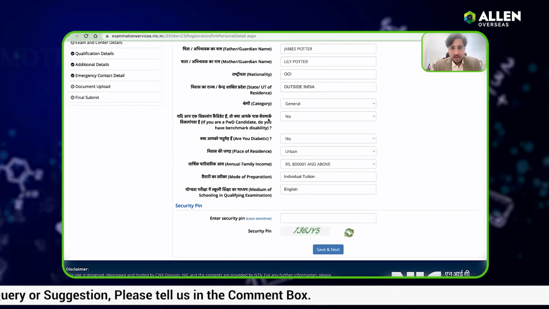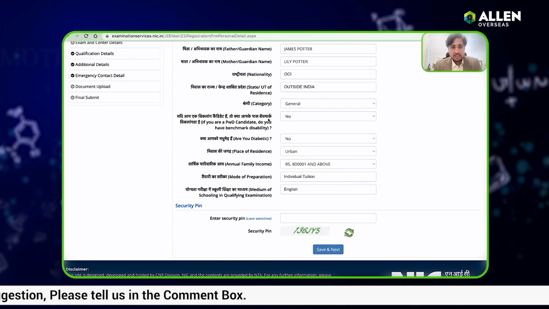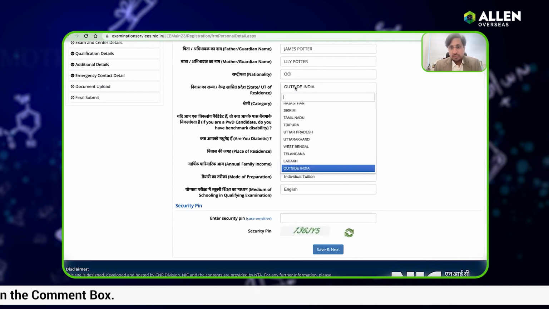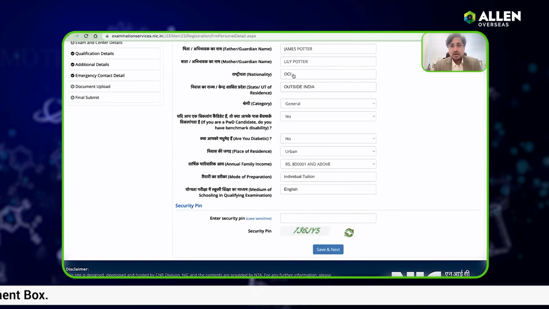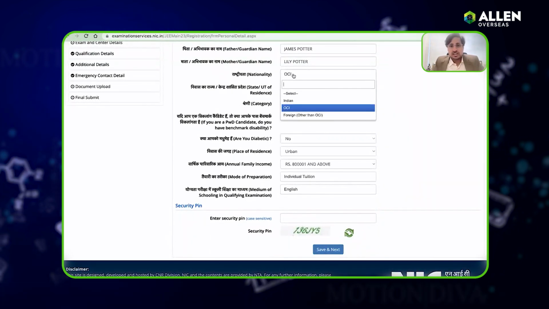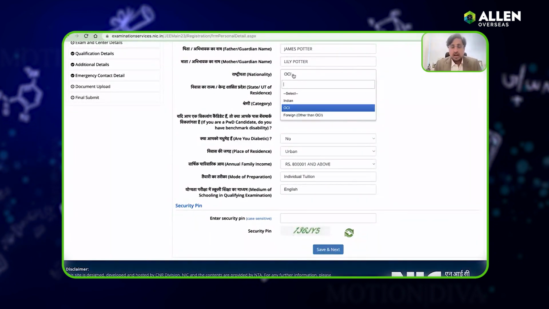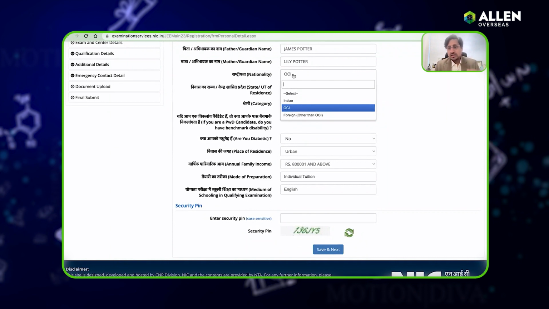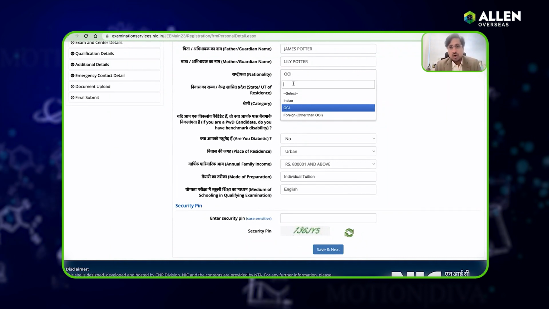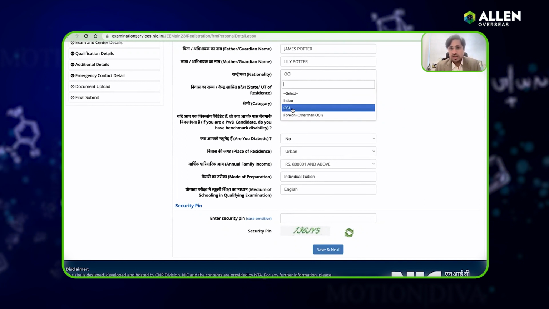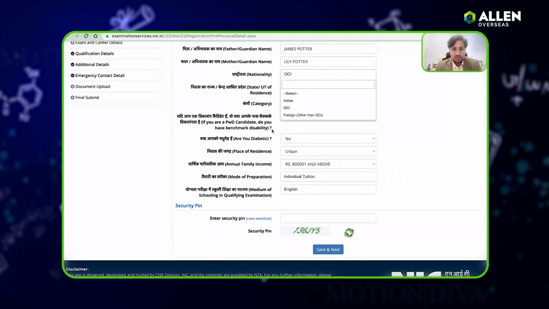Someone has asked why the nationality is OCI. Depending upon your passport, it may mention if you are a foreign national, because this year the examination is being given by some students in Malaysia, some students in Hong Kong, and some other countries also. So if you are a foreign national other than OCI, then you have to fill that, but mostly it is for the OCI students.